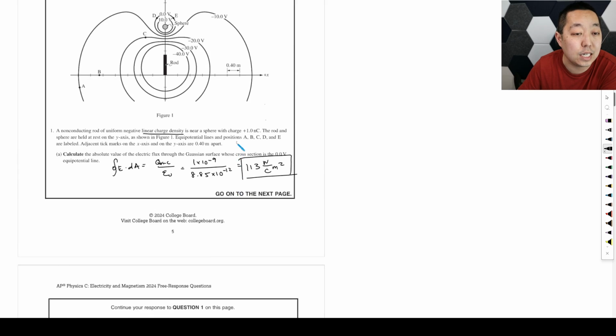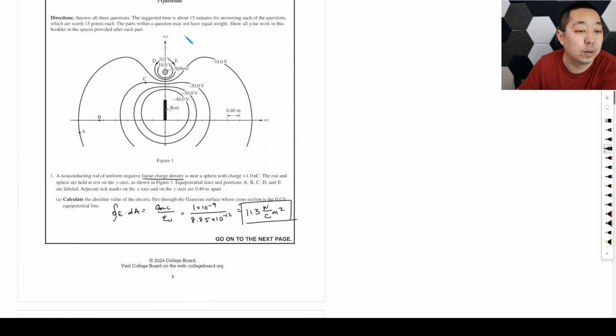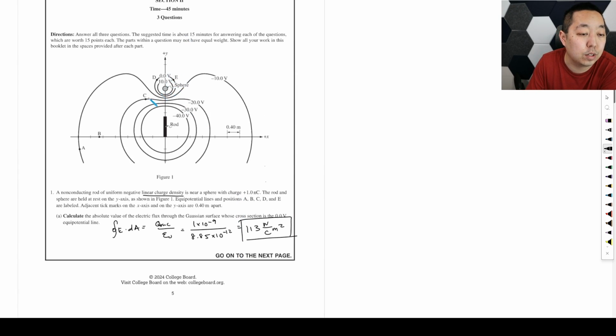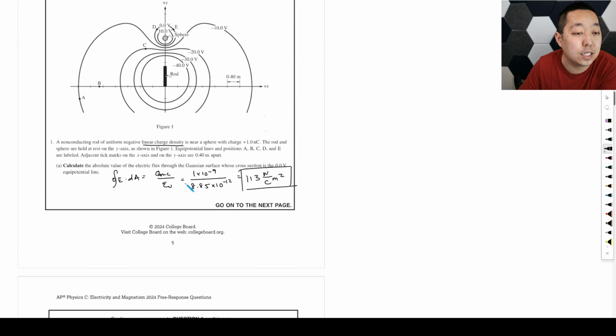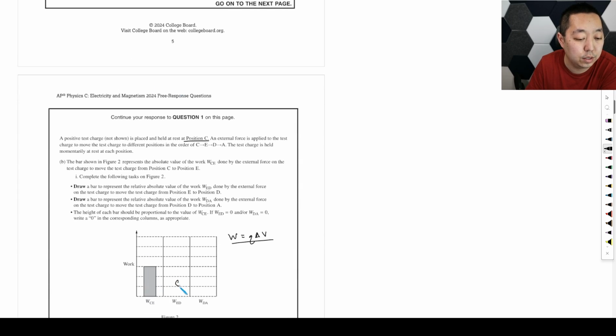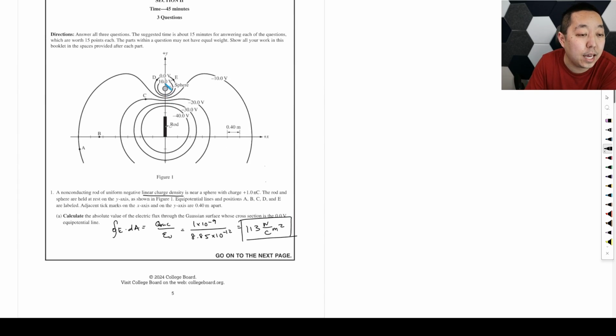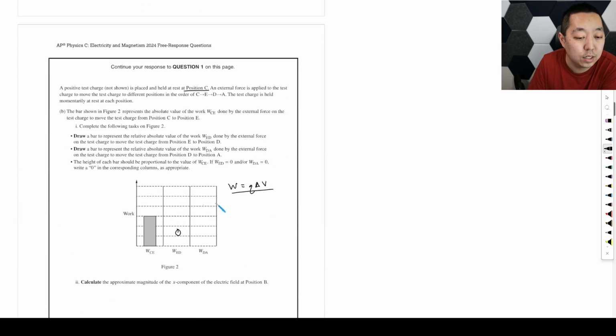So let's look at where we are. From C to E, the potential difference is 20 volts, right? So that's kind of the baseline. That's 20. Now from E to D, this is the same potential, so there's no work done. So this is going to be 0 here. And then from D to A, it looks like A is 10, so from 0 to 10, that's a 10 volt potential difference. If this was 20, we're going to do exactly half here.